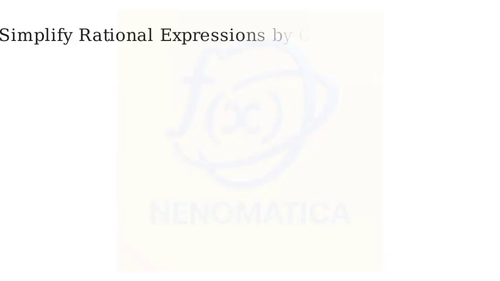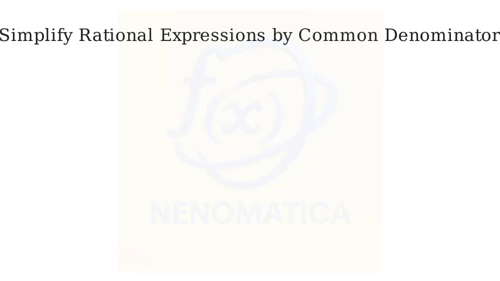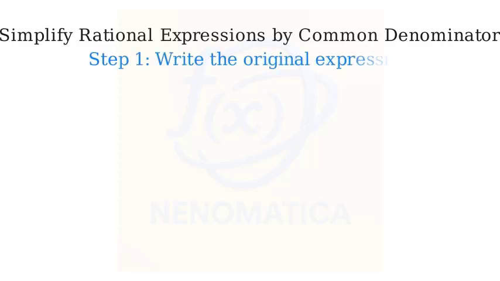In this lesson, we'll simplify a rational expression by finding a common denominator, rewriting each fraction, combining numerators, and then factoring and canceling common factors when allowed. Let's move step by step and visualize each move clearly. Step 1. Write the original expression. We will simplify the expression.